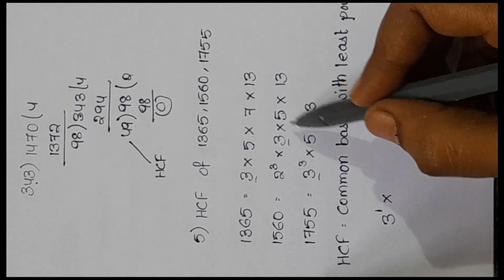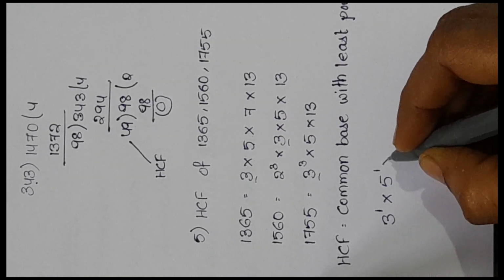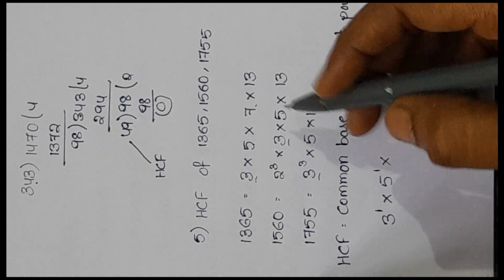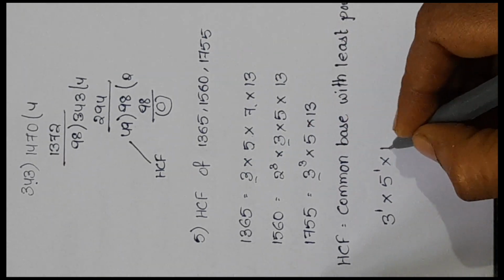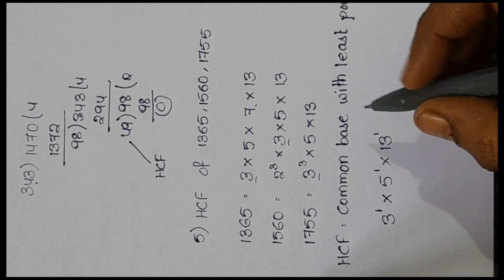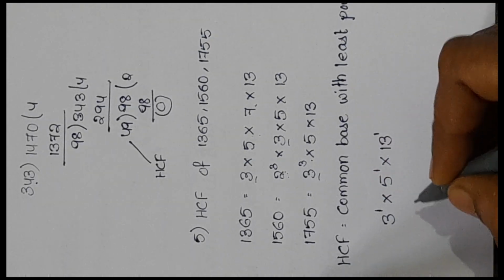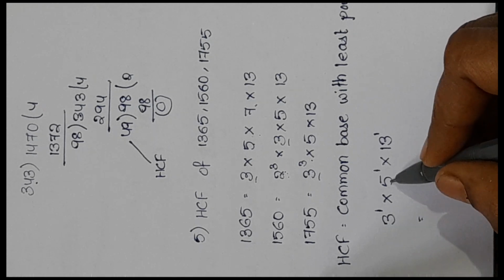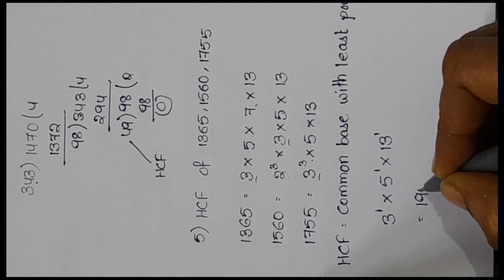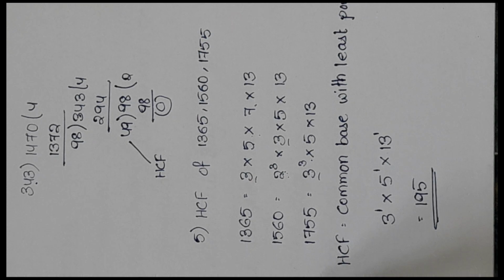Next see 5. 5 is present in 3 numbers. So take 5. Least power is 1. 7 is not common. So remove 7. 13 is common. So take 13. Least power is 1. And check 2. So 2 is not there in first and second. So remove 2. So 3 into 5 into 13, that is 195, is the HCF for the given numbers.